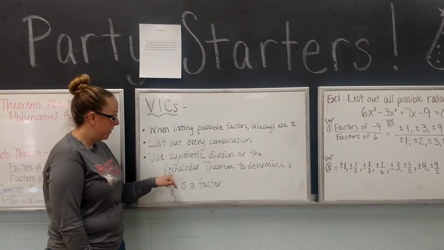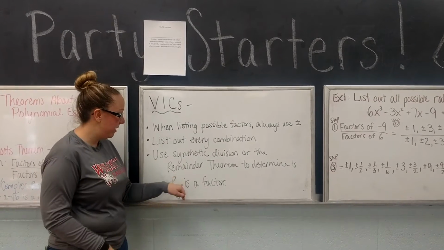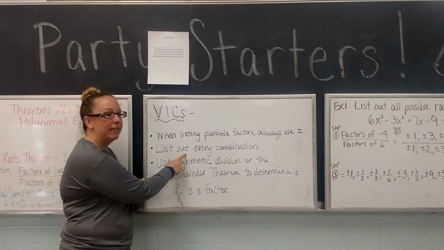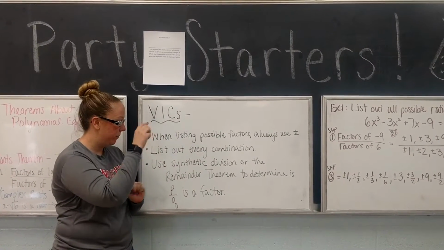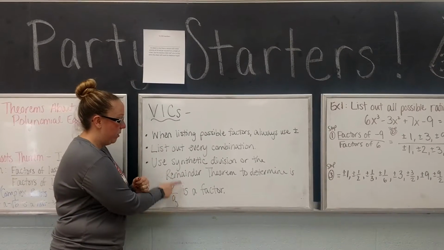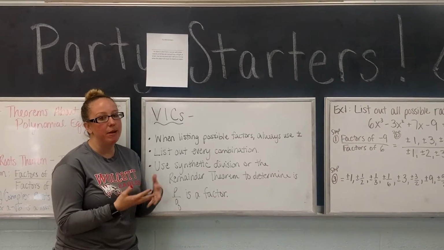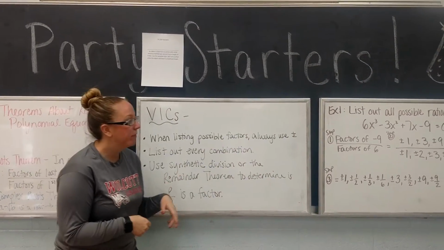And P is all the numbers that are factors of your last term, and Q is all the numbers that are factors of your first term. So when it says list out every combination, that's what you're going to do. You're going to separate each one of those fractions that we write as one whole number. And then remember that if it's a factor, your remainder is going to be 0, and that's how we're going to determine if it is a factor or not.